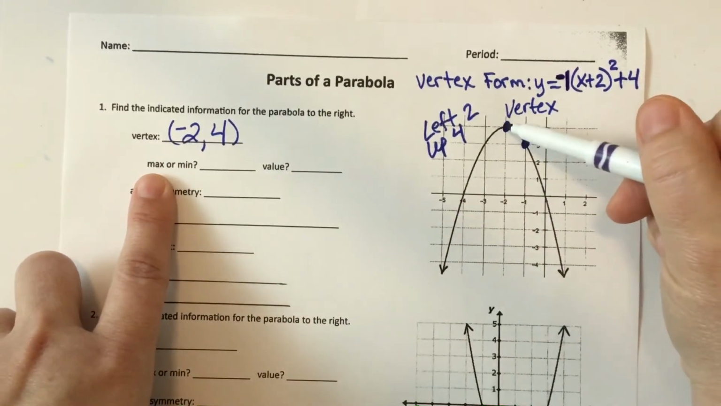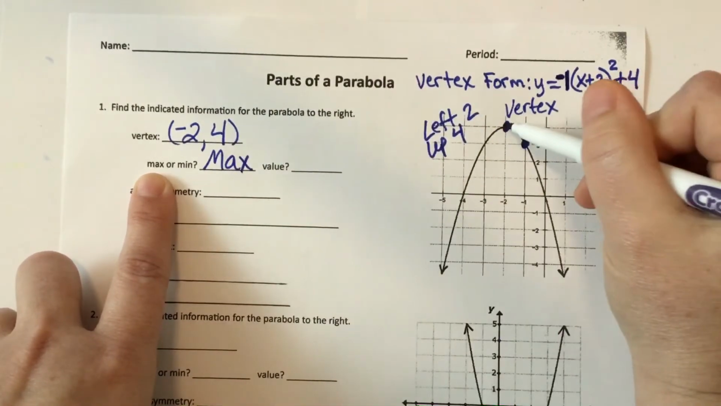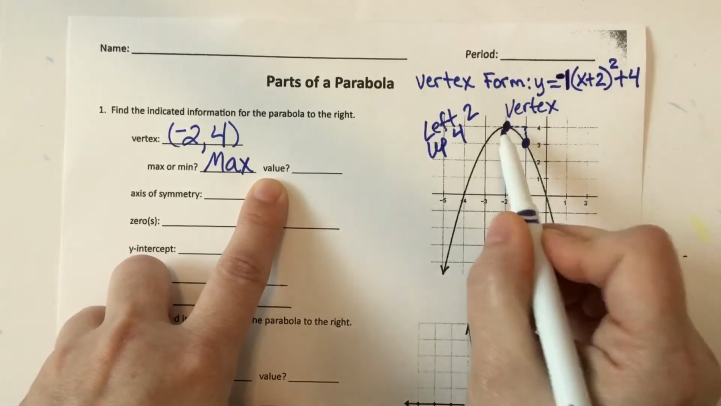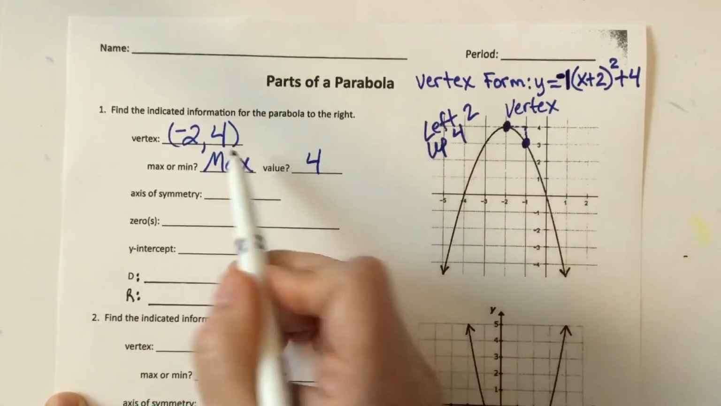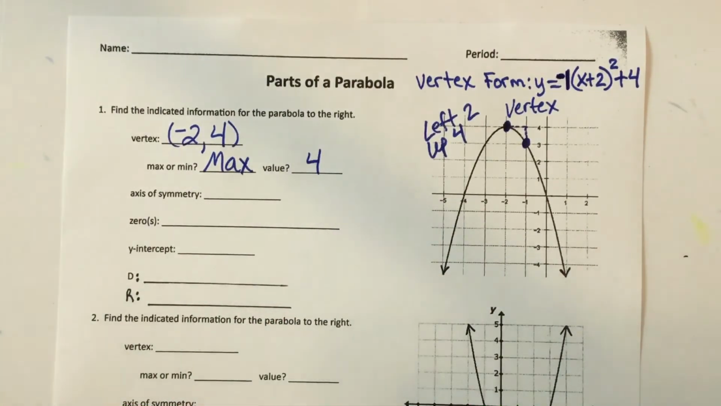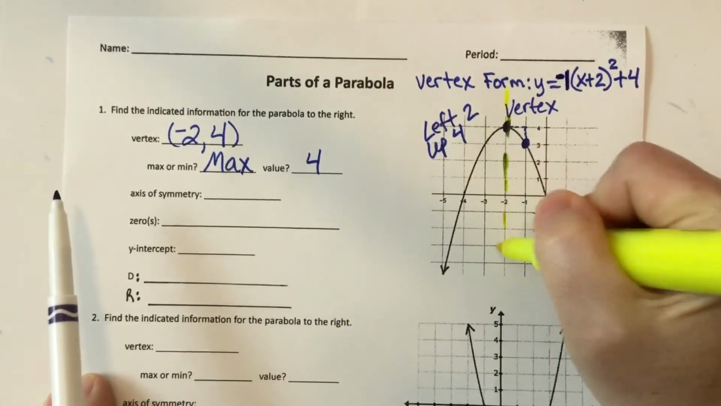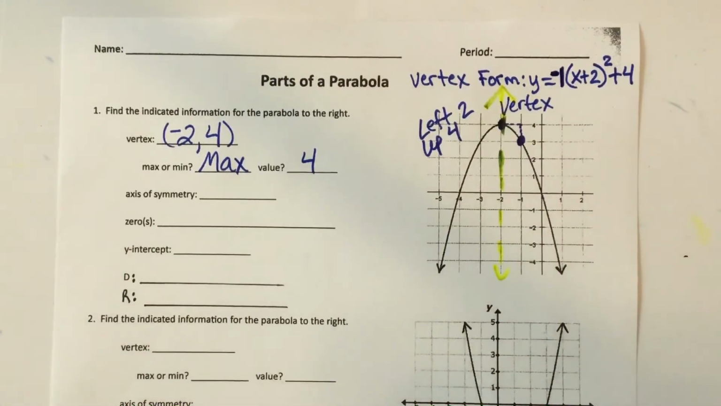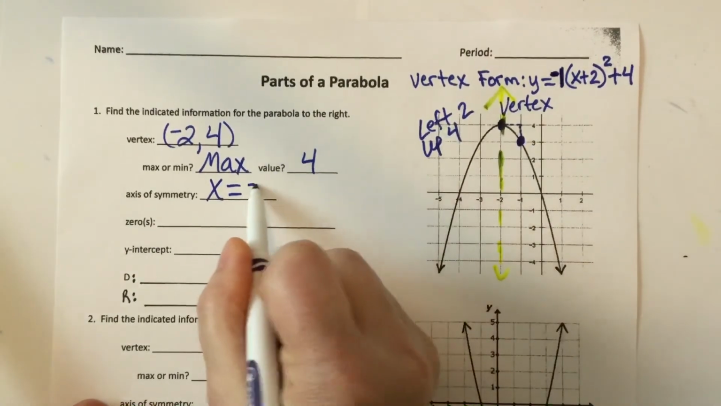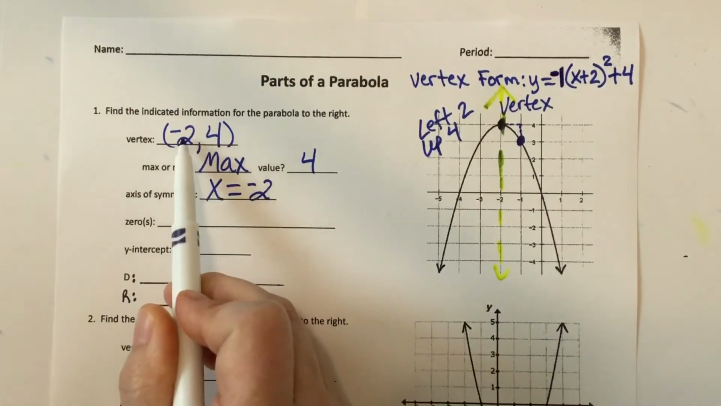Okay, is it a max or a min? It's a max because that's how high it is. Or that's the highest point. And then what's the max value? How high is it? It's 4 high. Remember, the max or min value is always the y-coordinate of your vertex. Okay, the axis of symmetry, if you forgot, this is the vertical line that splits your parabola in half. Remember, all vertical lines are VUXes, so it's going to be x equals, and what's your x value everywhere here? Negative 2. Remember, the vertex x value and the axis of symmetry are always the same.